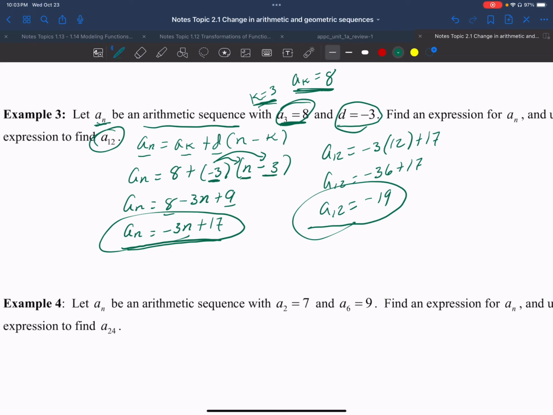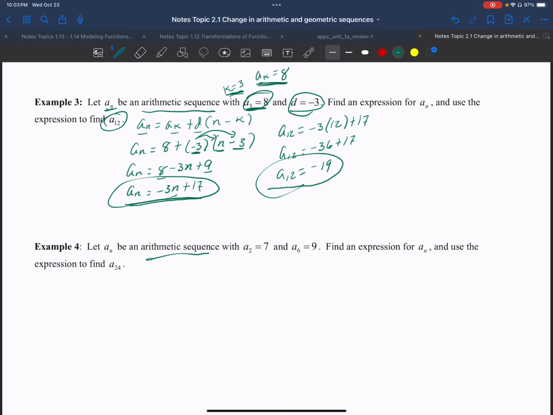Example number 4 is going to require a little bit more work because it says let a sub n be an arithmetic sequence where a sub 12 is 7, a sub 6 is 9. Again, find an expression for a sub n and then use that expression to find a sub 24. So what I'm going to do is label these two things since I don't have d and use them to find d. It always helps if you look at the subscripts, the larger one should be n and the smaller one should be k. It simplifies your life because it will save you from having a negative.